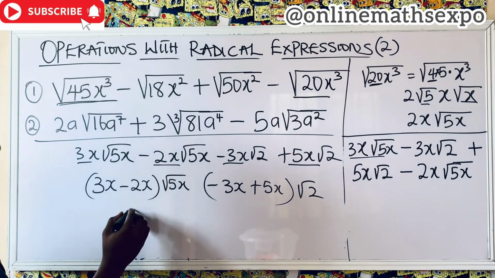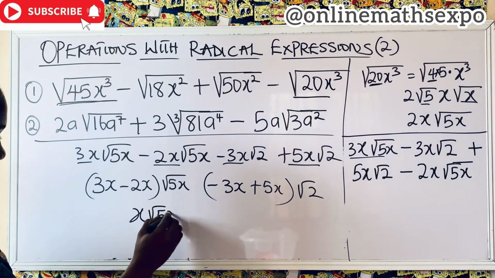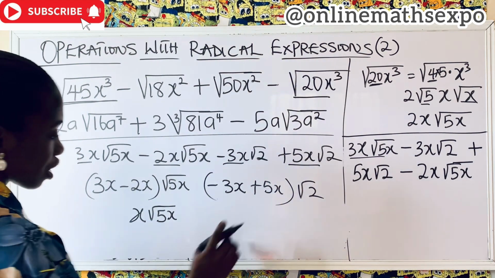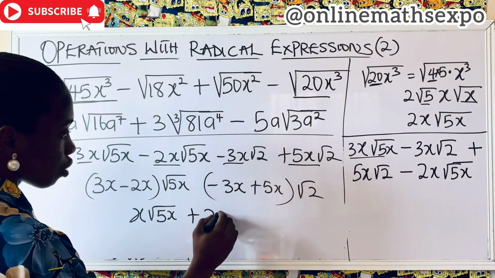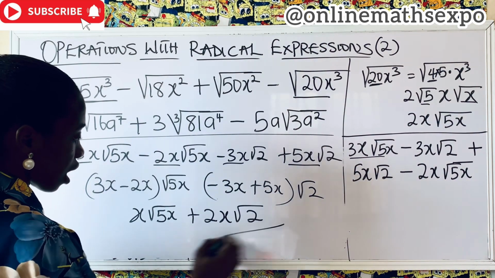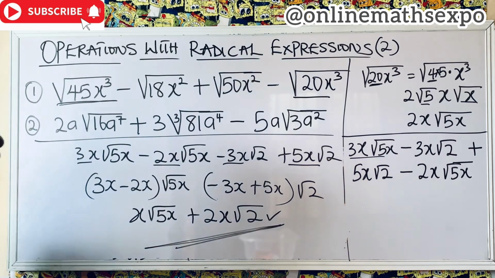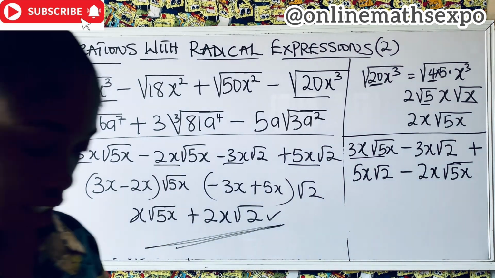So 3x minus 2x will give us x root 5x. Okay? If you add this, it's going to give us plus 2x root 2. And this is your answer. I hope this was understood.